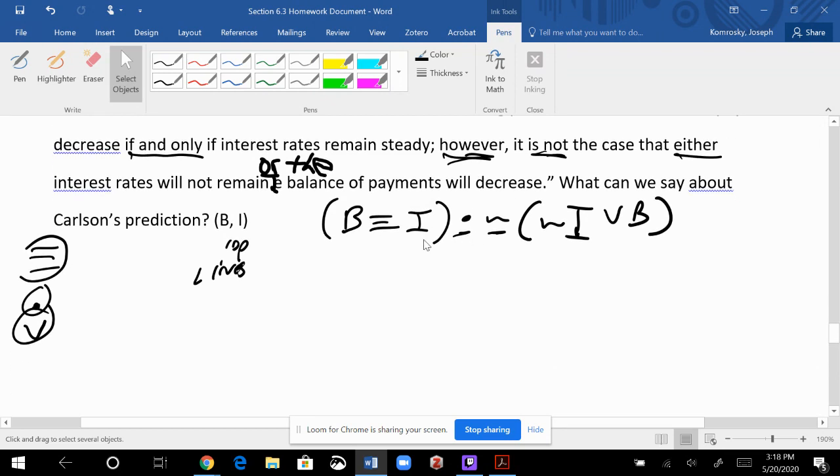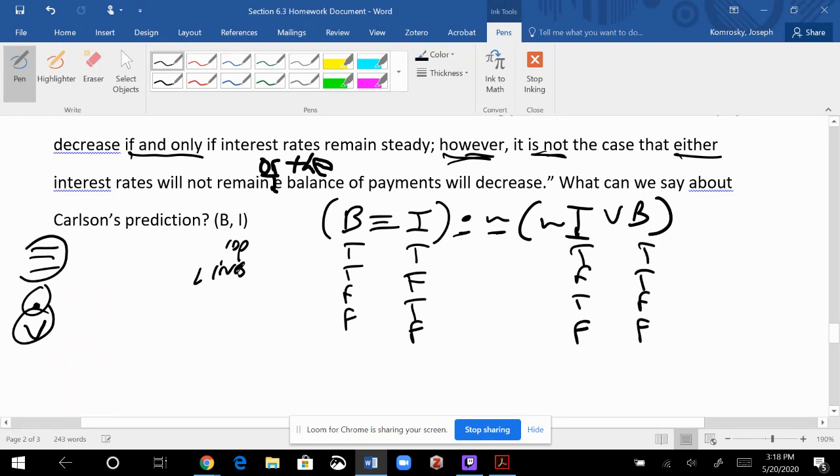I know I got four lines on the truth table. So for the first letter, I'm just going to go true, true, false, false. And over here, for my I: true, false, true, false, true, true, false, false. Let me just solve for this triple bar over here.